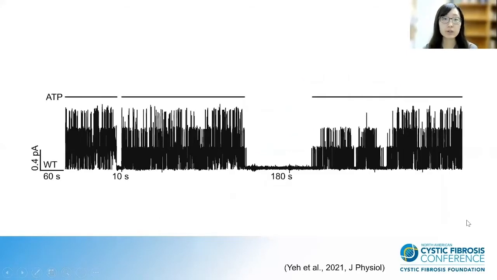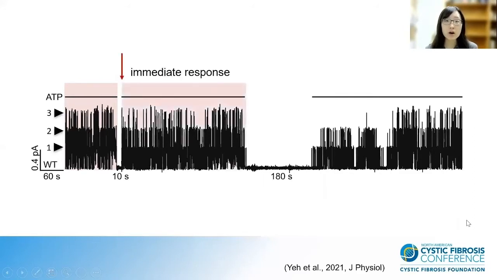Here is a recording of 3 phosphorylated wild-type CFTR. Upward deflection represents opening. In the presence of ATP, you can see 3 channels opening and closing in a stochastic manner. When ATP is removed, all channels close. Shortly after 10 seconds, we add ATP back. All channels come back almost immediately, and there is no distinguishable difference in the activity compared to the previous section.